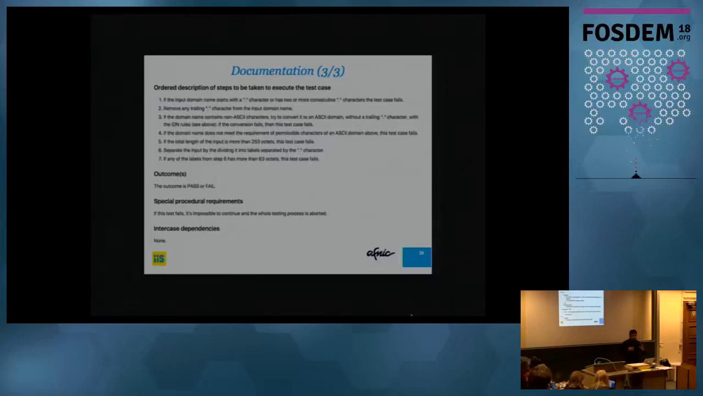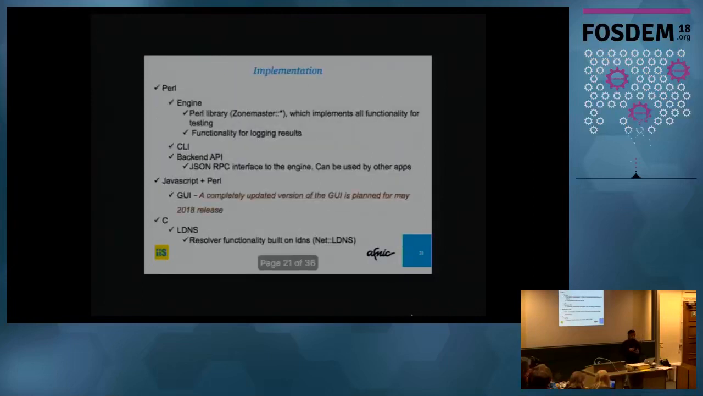So what do we have as implementation? We have Perl and JavaScript. Most of the code is written in Perl. Only for the GUI part, we have some JavaScript. There have been some feedbacks that the GUI is not perfect. So we are developing a new GUI, and prospectively it should be up in May of 2018. And we have an LDNS resolver, where we use the NLnet Labs library.